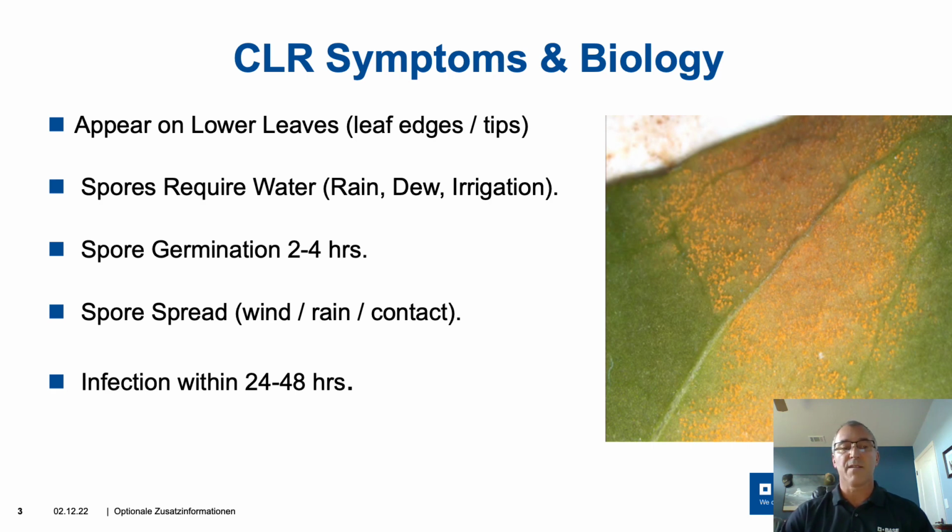They can spread by wind or rain or personal contact or equipment contact. And once they're spread, they can infect a plant within 24 to 48 hours. So this is a very rapidly moving disease, and it spreads very, very quickly. One of the main problems is we don't see the lesions for 4 to 6 weeks. So the plant's already infected by the time we identify it's been infected. Therefore, we really need a management program.